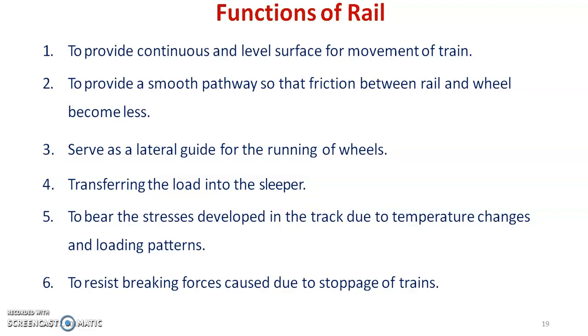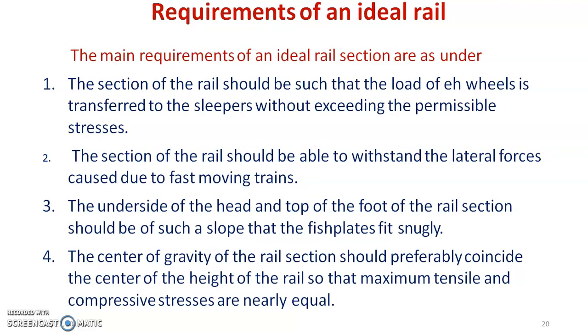and it should bear the stress developed by temperature changes and also the loading pattern. Every time the loading and the temperature will not be the same. As it is exposed to the sun during the daytime, the temperature will be more and the expansion of the steel will be more, and during the night time or in the winter season, the rails, which are made up of steel, will start to shrink. Therefore, the change in length will be seen. It also has to resist the braking forces when the train is supposed to be stopped.